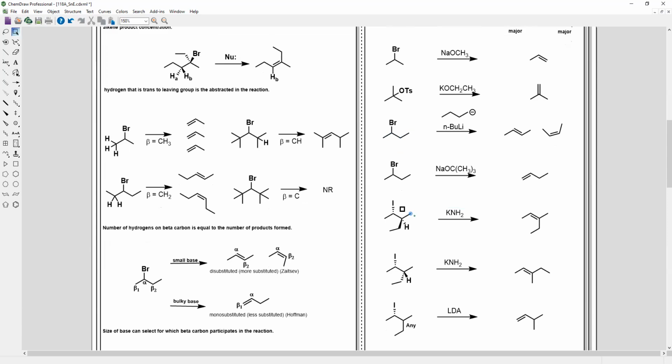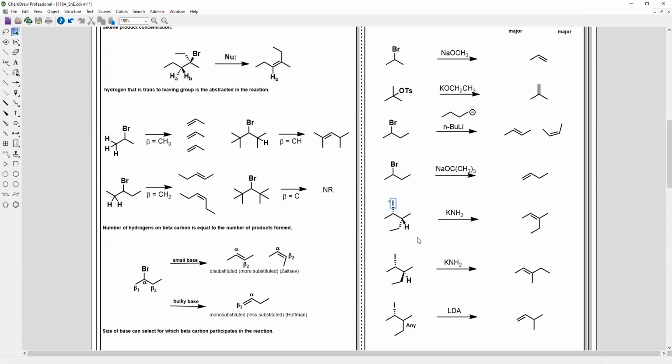Now, if we use an example that has stereochemistry, notice how this H here, oh, sorry, let me just check this real quick. Yeah, sorry, I'm going to change the stereochemistry real quick. This should be hash, this should be wedge. This should be wedge, this should be hash. There we go.